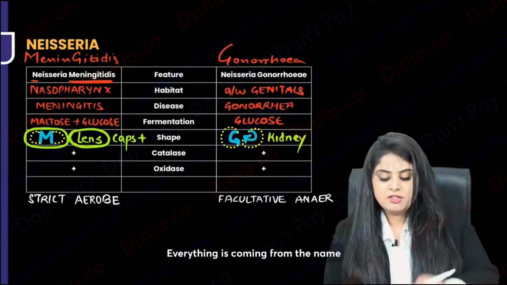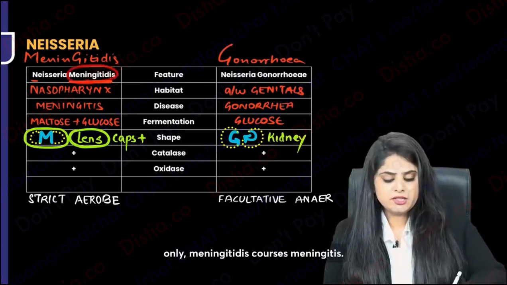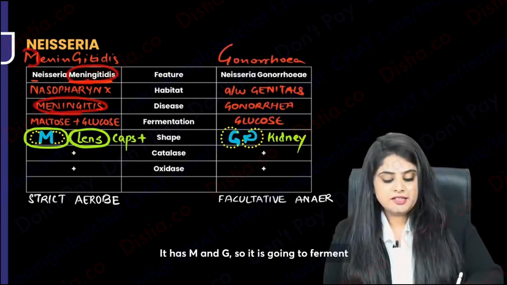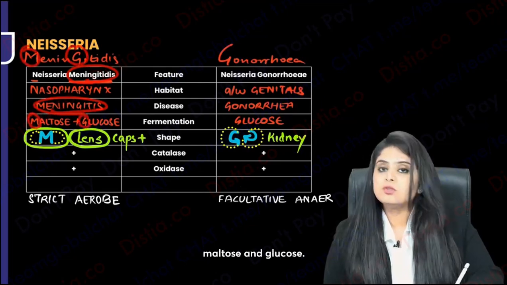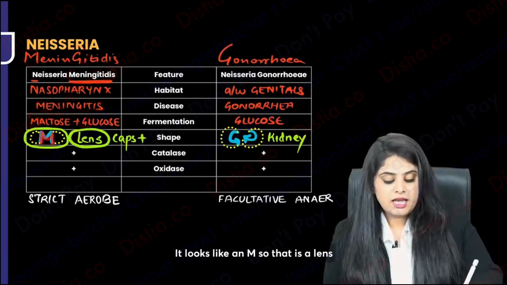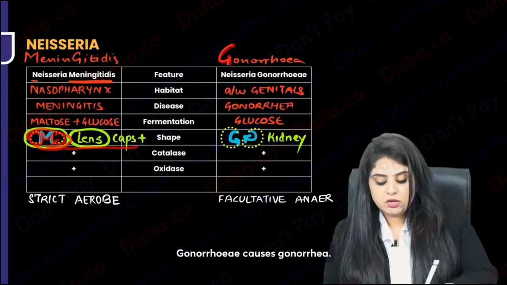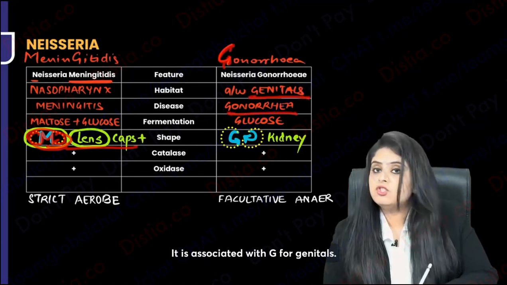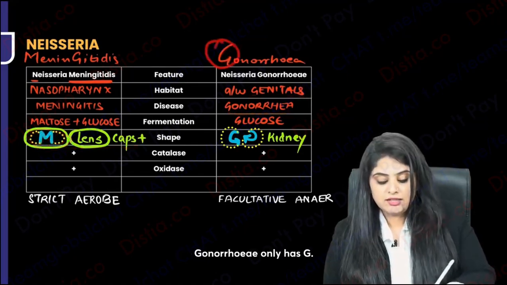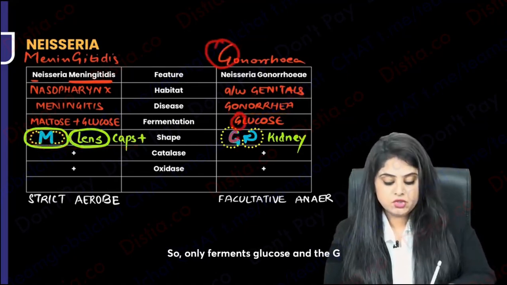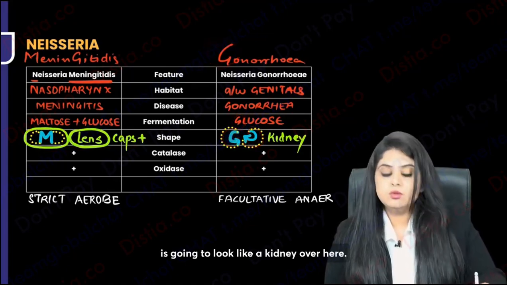So simple. Everything is coming from the name only. Meningitidis causes meningitis. It has M and G, so it is going to ferment maltose and glucose. It looks like an M, so that is a lens with a capsule. That is the shape. Gonorrhoeae causes gonorrhea. It is associated with G for genitals. Gonorrhoeae only has G, so only ferments glucose, and the G is going to look like a kidney over here.